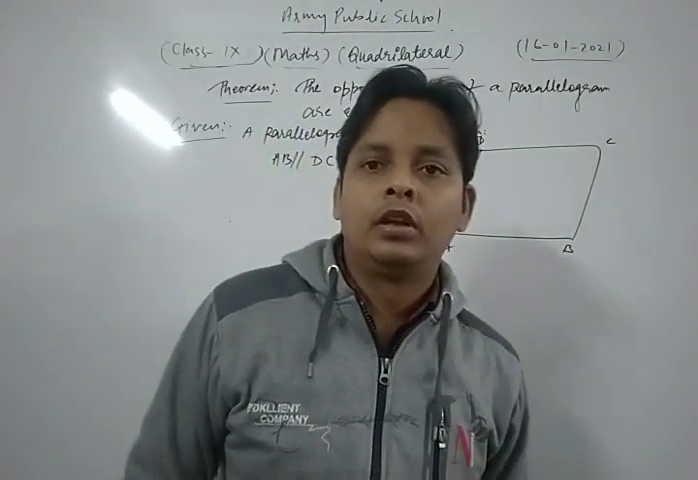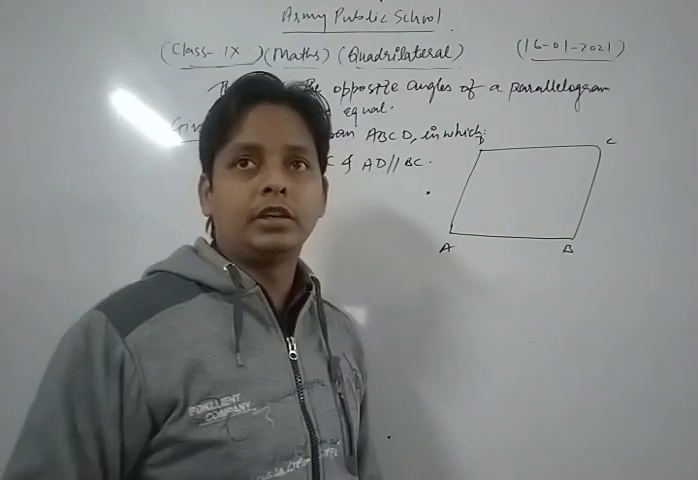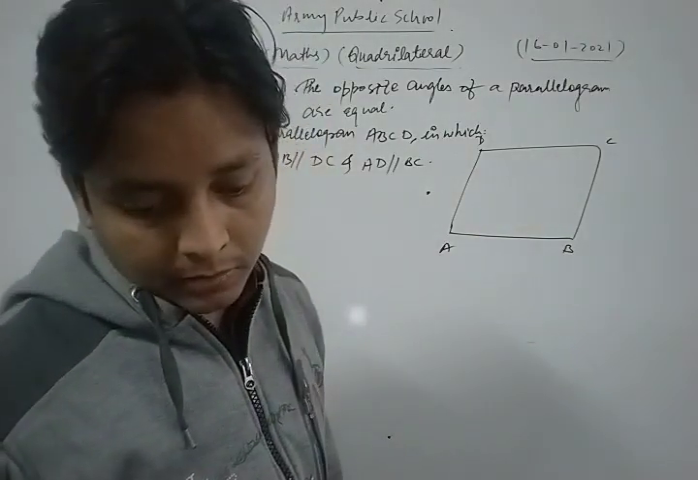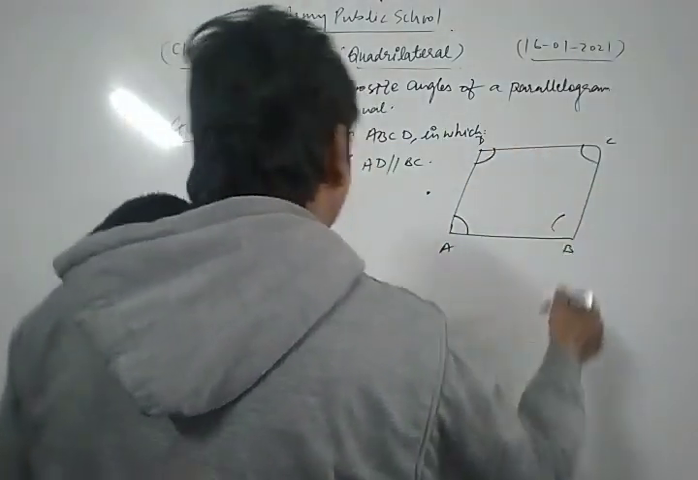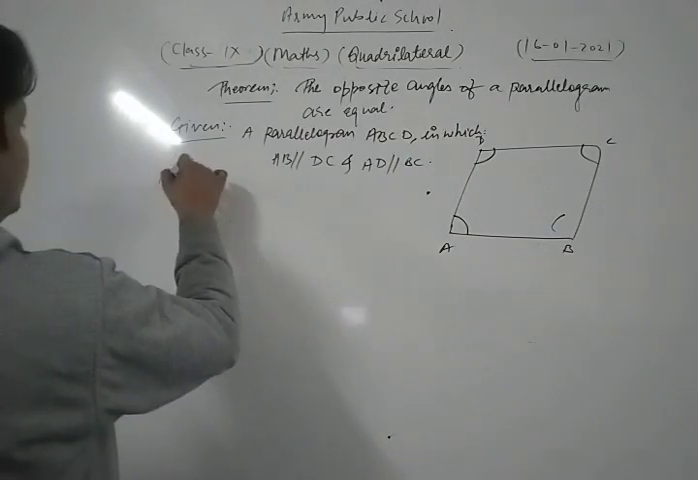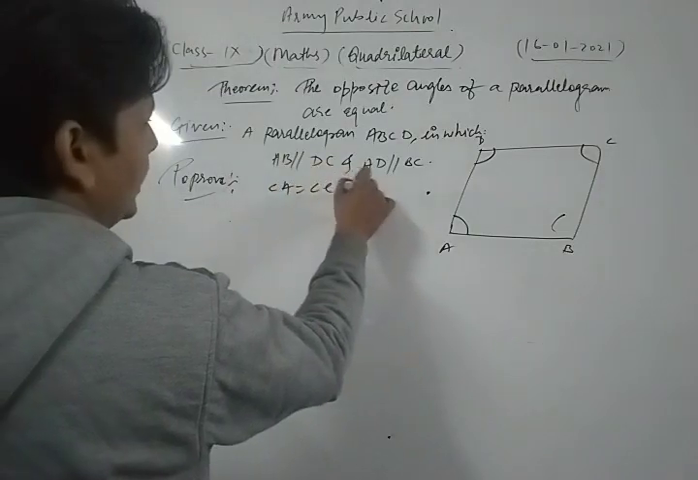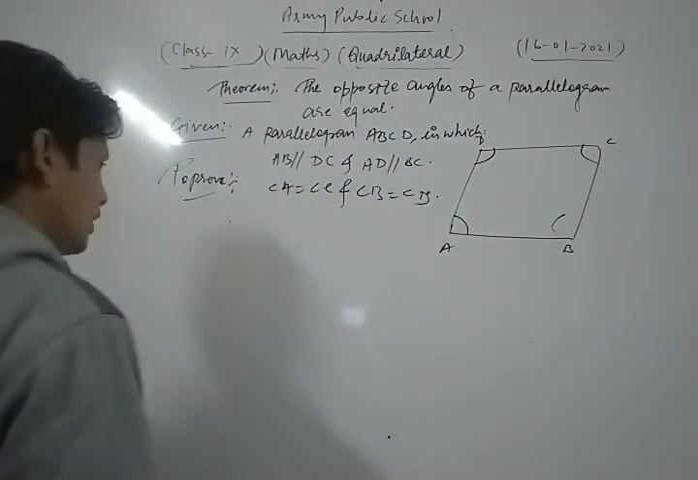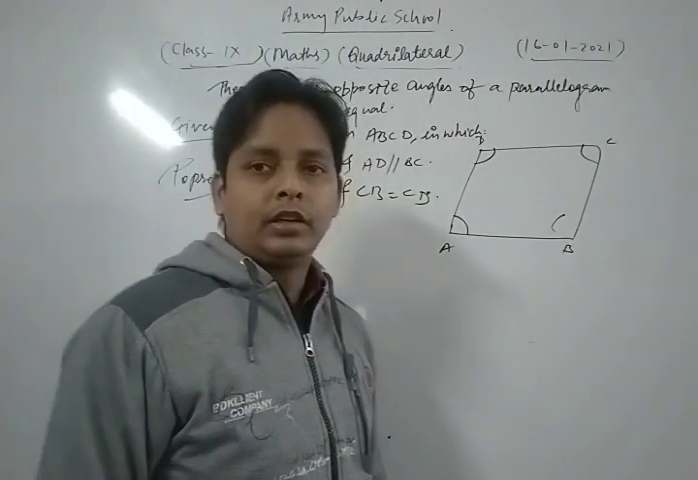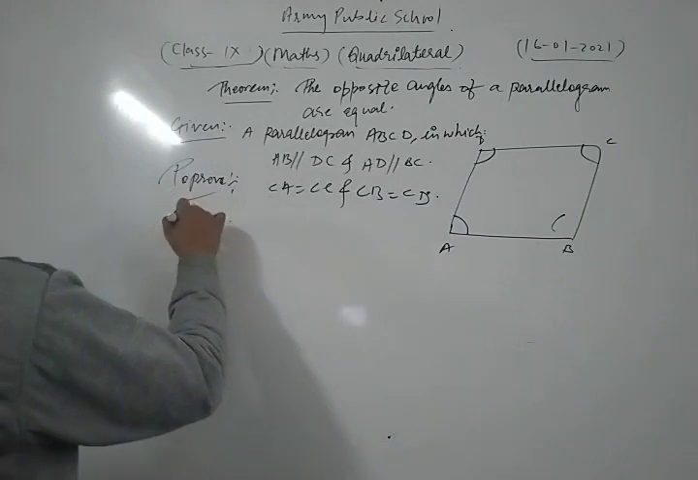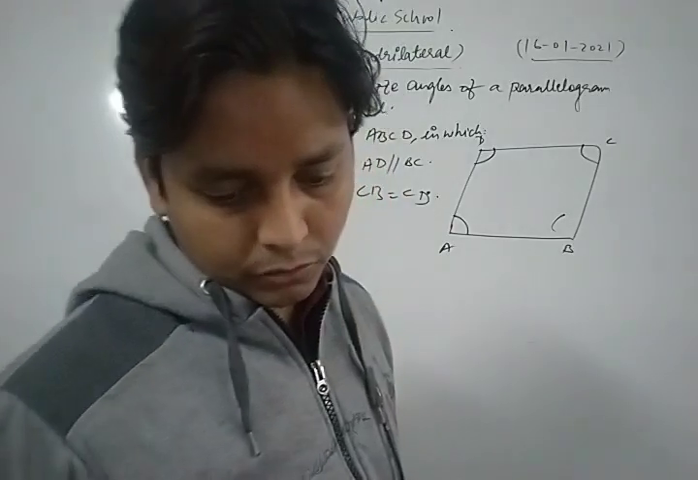Now what we prove in that theorem is that the opposite angles of a parallelogram are equal. That means we have to show that angle A is equal to angle C and angle B is equal to angle D. So we write this as to prove. We do not write any construction in that figure. Now we write the proof. Now let's see, dear students, what is the process to solve that type of question.